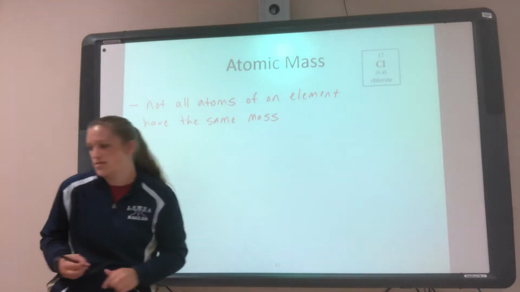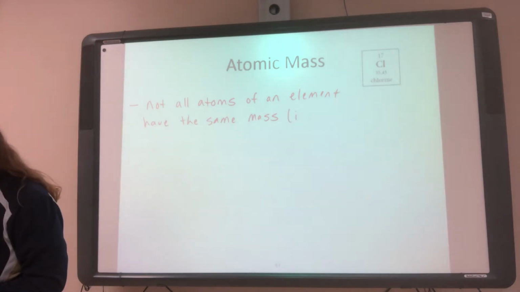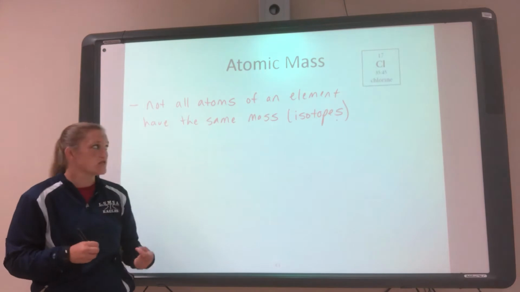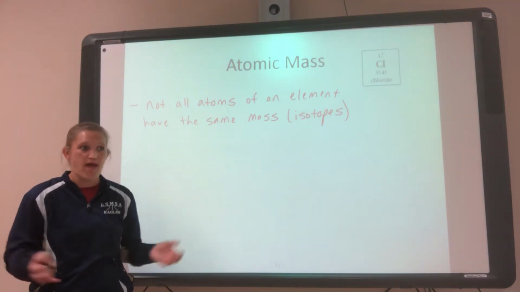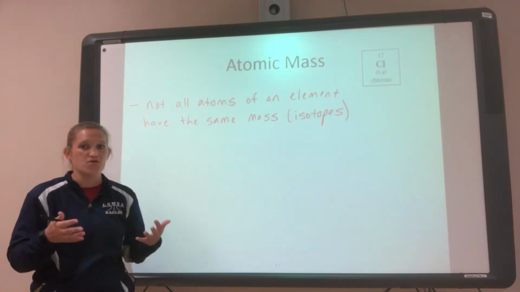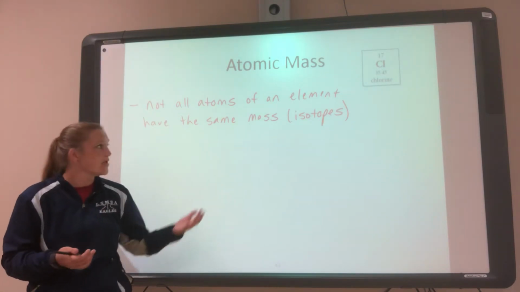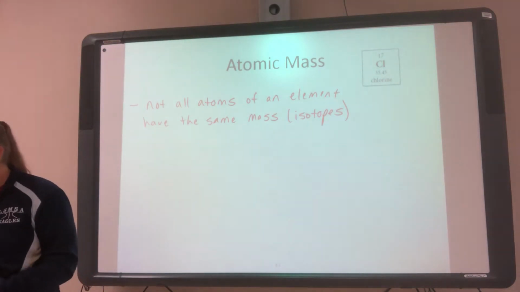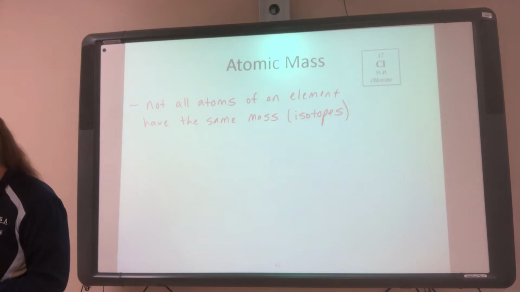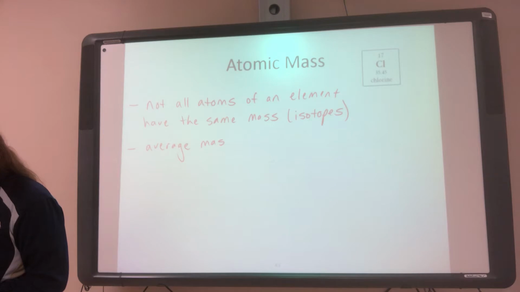Remember, we talked about these. These were our isotopes. They've got a different number of neutrons, and so that means they have different masses. So if I take all my isotopes and I add up their masses and try to find an average mass, it's not going to be a whole number because they don't have the same mass. So my mass number is going to be an average mass. That's going to be my atomic mass.